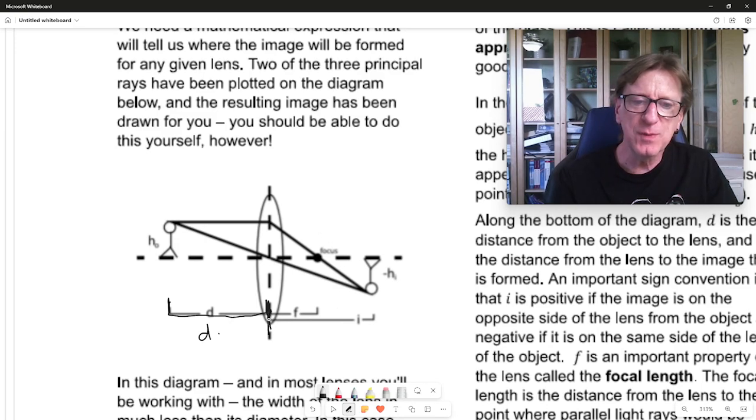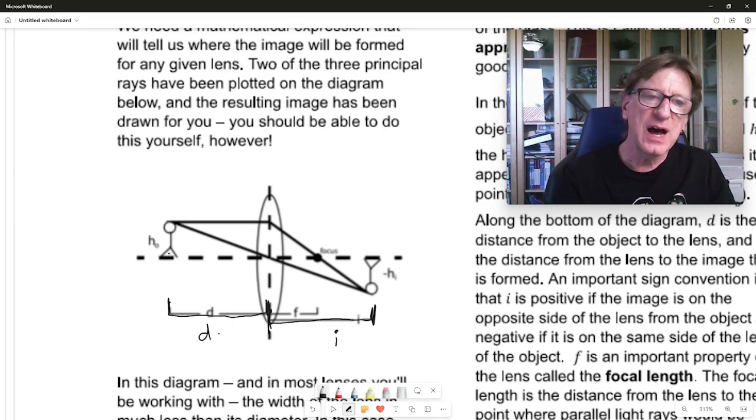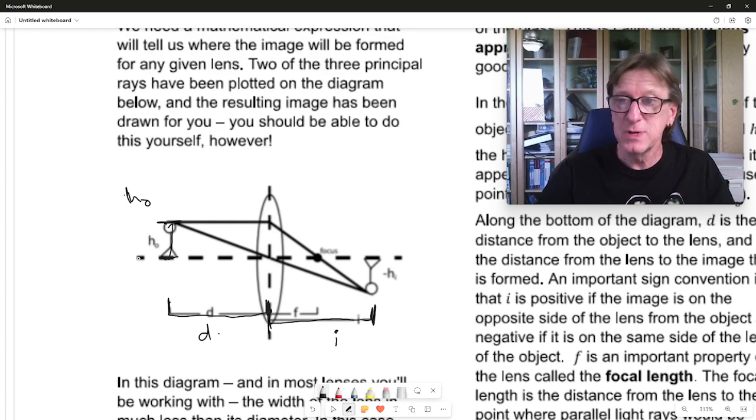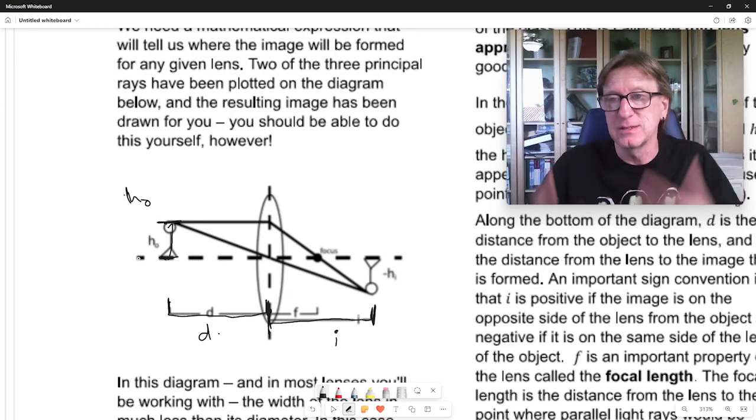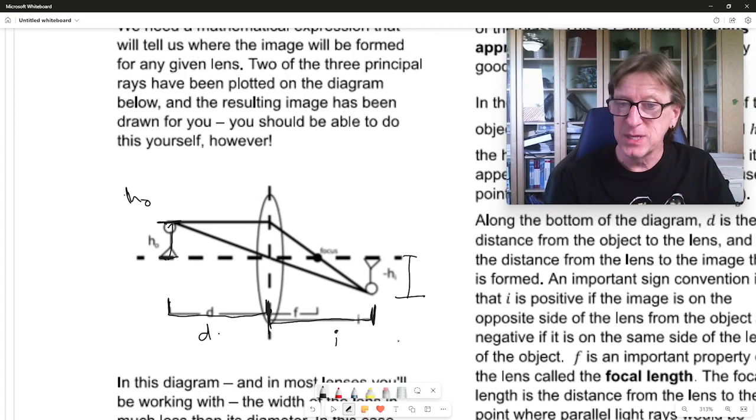The distance from the center of the lens to where the image forms, we're going to call I. Now, this is not a current or anything like that. This is going to be the distance from the lens to the image. Okay? The height, the actual height of the object, we're going to call H0. So remember, that's the real height. That's how tall it really is, 6'1" or whatever it happens to be. The height that it appears on the image, we're going to call HI.